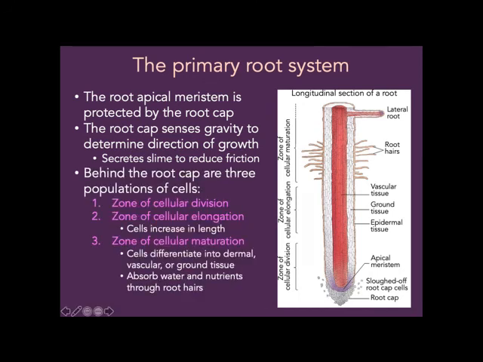And then beyond the root cap, there are three zones of cells. So you have the zone of cellular division, which is right in the area where mitosis is happening. You have the zone of cellular elongation, where you can see that the cells start to lengthen. And then you have a zone of cellular maturation higher up, where the cells are differentiating into either dermal, vascular, or ground tissue, and so you start to see things like root hairs sticking out, and these can start to absorb water and nutrients.